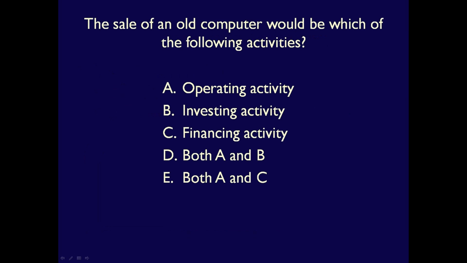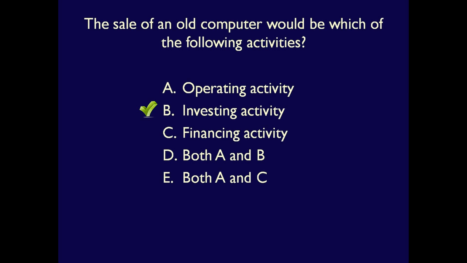If you said A, operating activities, because you sold something, you're incorrect. You don't sell old equipment day to day as part of your operations, so it's not operating activities. If you said C, financing, because it brought in cash, you're wrong also. Financing involves only debt or equity financing. The correct answer is B, investing activities.